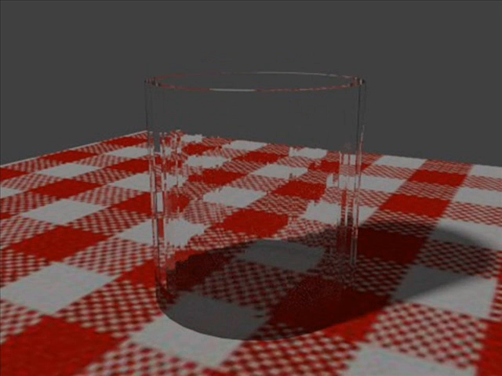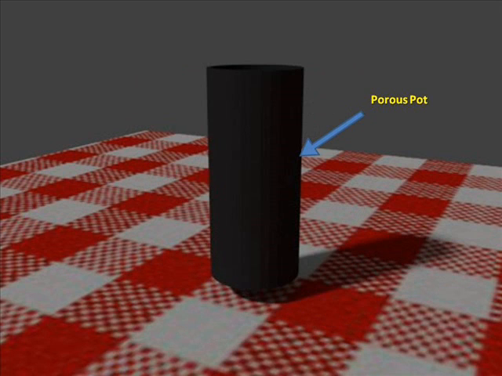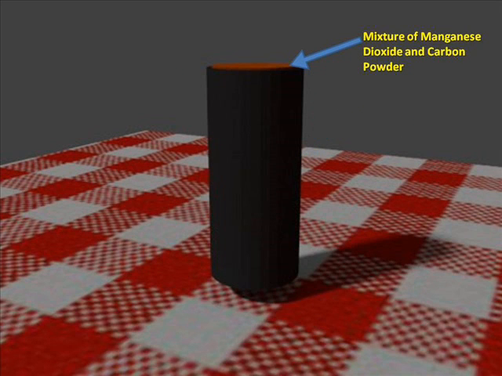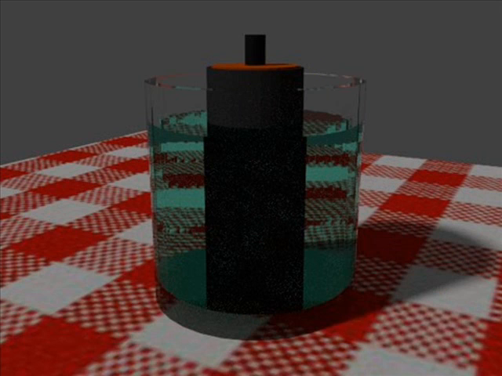In this battery cell, one glass jar was used as the main container. The container was filled with ammonium chloride solution as electrolyte. A porous pot was filled with a 1-to-1 mixture of manganese dioxide and carbon powder. A carbon rod was inserted into this mixture. The porous pot along with this mixture and carbon rod served as the positive electrode, or cathode, and this was placed in the ammonium chloride solution in the jar.